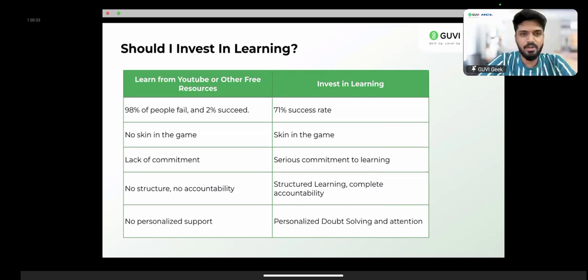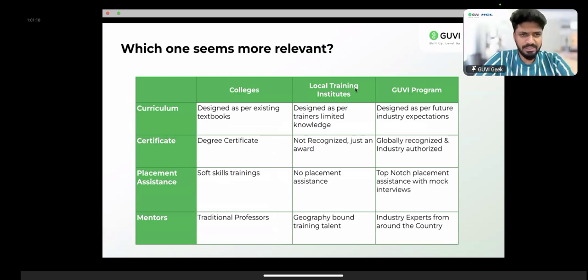No structure and accountability. I already said where to start, what not to prepare, what to prepare. No personalized support. Even if you have any doubts, you will go through Google, and Google will bring you around 6 to 7 million results stating the same answer with different points of view. So let's see which one seems relevant.